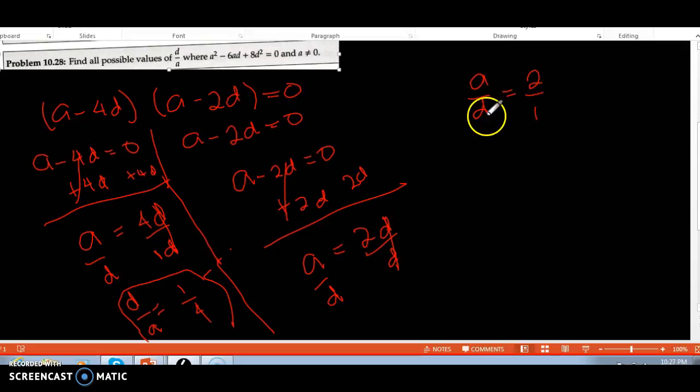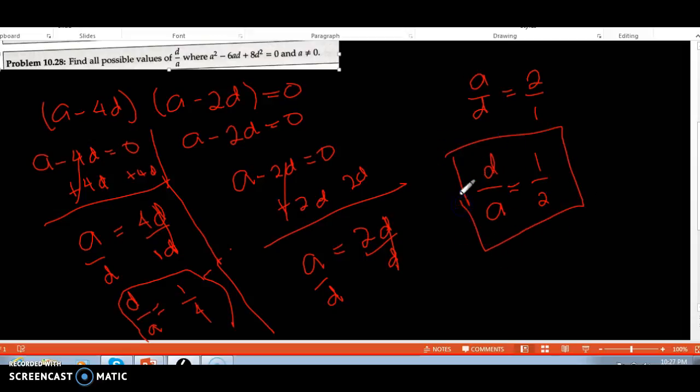I like to put 2 over 1 because I don't need a over d. What I need is d over a. So I flip that one back, or take the reciprocal, and you also take the reciprocal on the other side. So therefore, these are your two answers, 1/2 and 1/4.